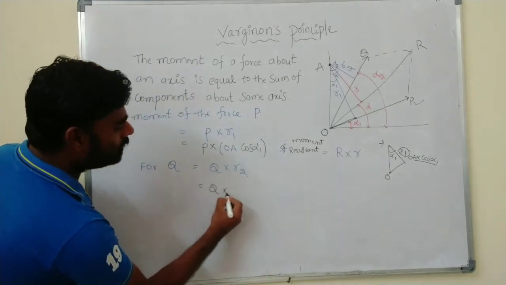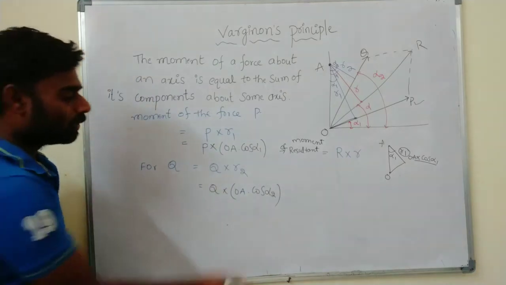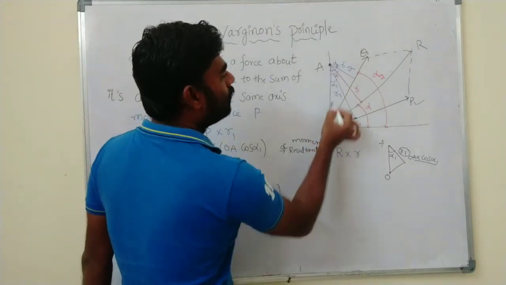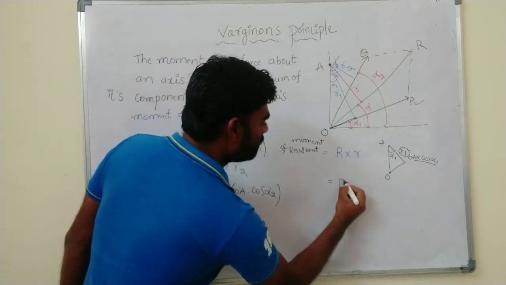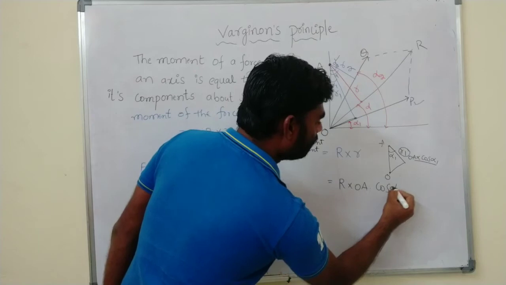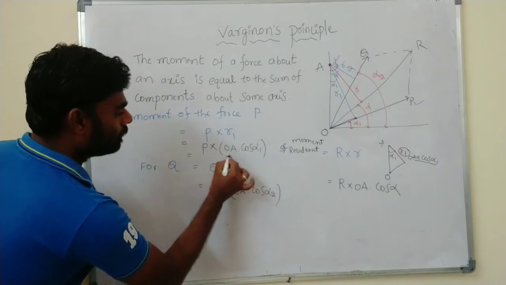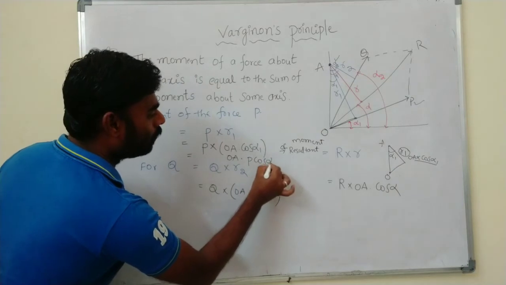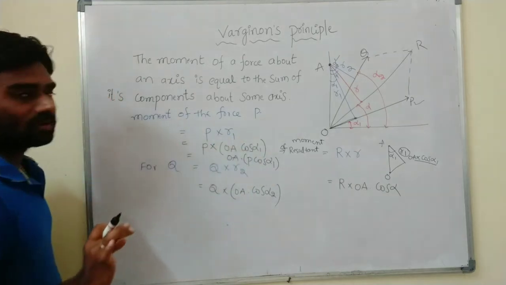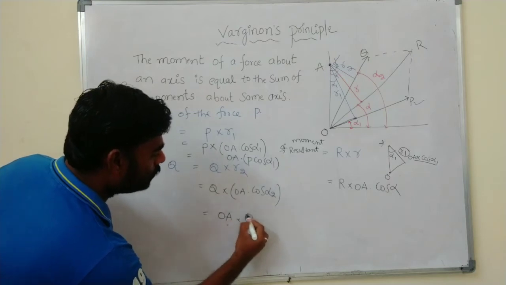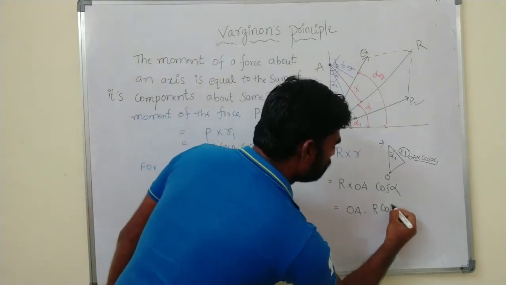Similarly, Q into OA into, instead of alpha 1, please consider alpha 2. Why are we taking alpha 2? The angle between OA and R2 is alpha 2. Similarly for the resultant force, capital R into OA cos alpha. Next, OA is separate, so please multiply with P into cos alpha 1. Then OA into Q cos alpha 2. Similarly, OA into R cos alpha.